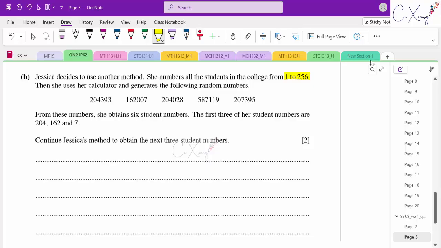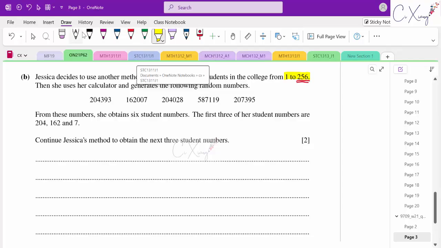Let's have a look at this one. They want you to continue Jessica's method to obtain the next 3 students' numbers. When you want to get any number from a random number table, you need to know how many digits you need to read at once. Because we have 256 students, when we read the digits, we should read every 3 digits to complete a case.